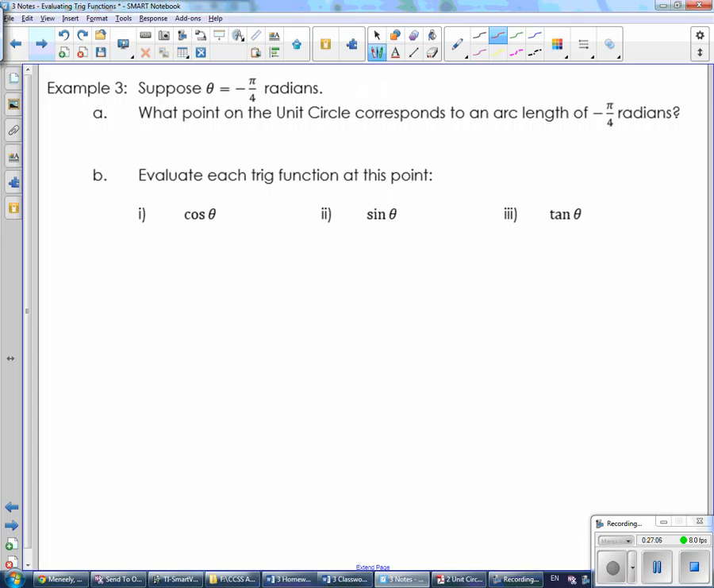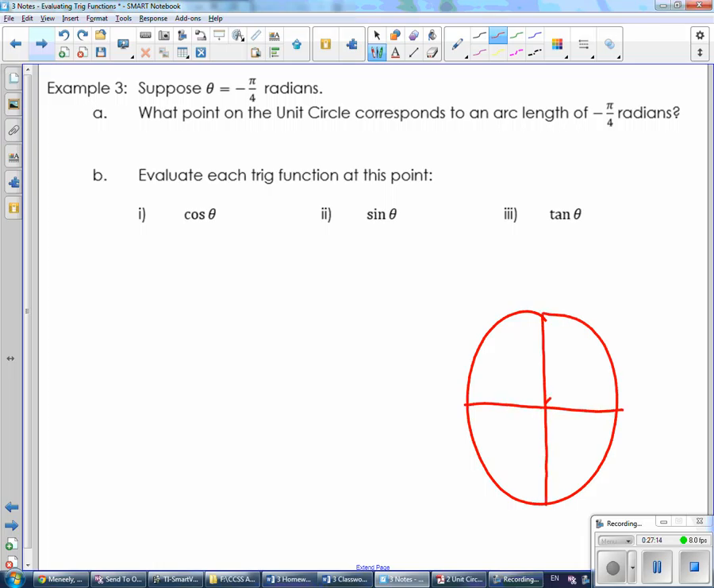This time we're looking at theta equals negative pi over 4. So if we think about our unit circle, remember pi over 4 is right here. It's a 45-degree angle, because remember, this whole quantity is pi. My 90-degree angle is going to be pi over 2, so pi over 4 is my 45-degree angle. That's going to correspond to the square root of 2 over 2 and the square root of 2 over 2.